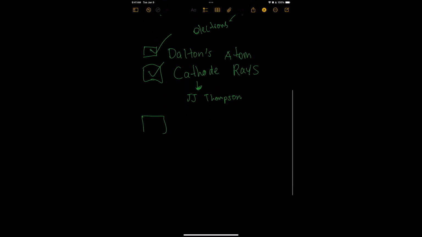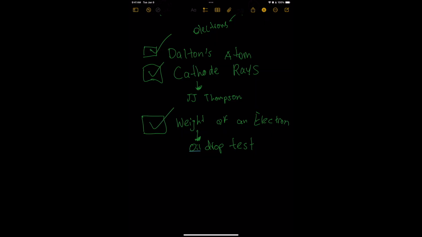Next, we discovered Robert Millikan's oil drop test to figure out the weight of an electron. Now this helped us understand how it was 1,000 times lighter than a hydrogen atom. So now we got that out of the way.